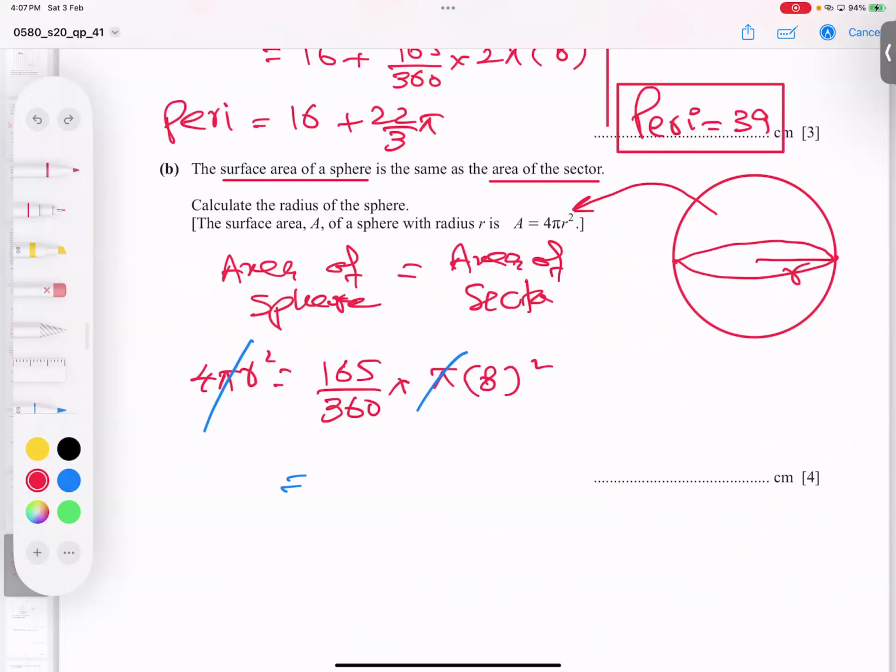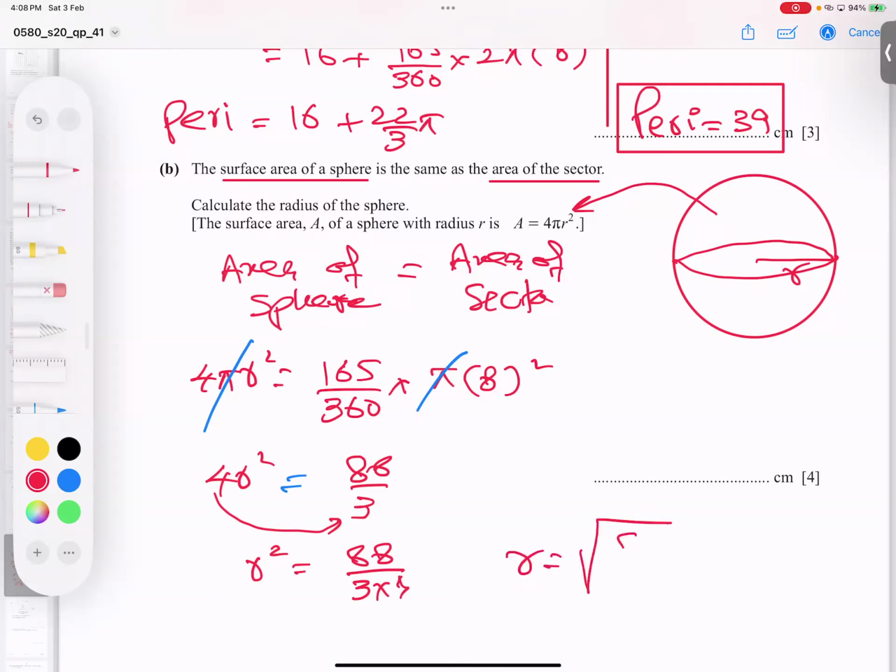So students, this pi cancels, and first of all, I type the whole thing in the calculator. Let me find what I'm getting here. So this is the answer. I'm getting 88 over 3. Here 4r square, so this 4 will go down and multiply beside the 3. I can write it like this. And now I can take a root because I have to eliminate the power 2.